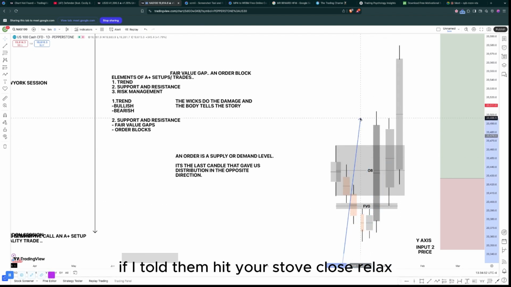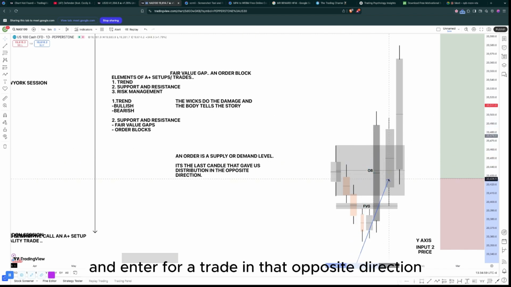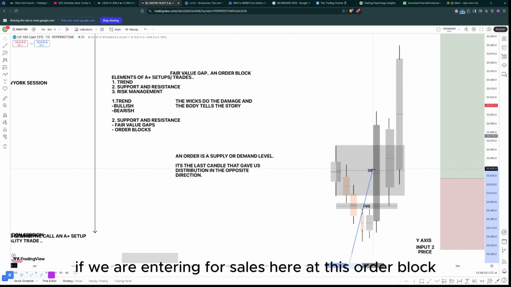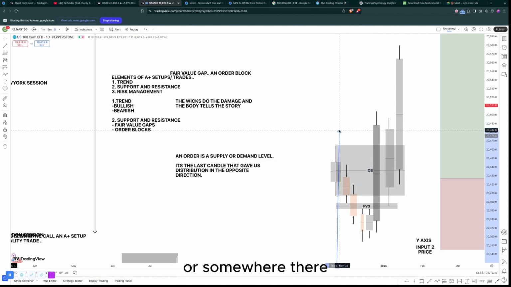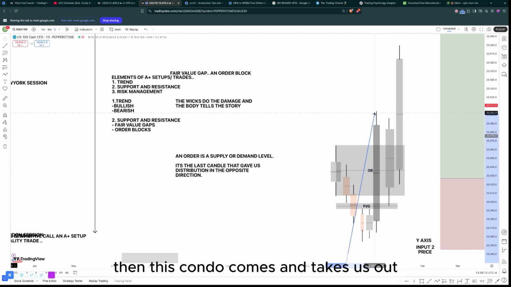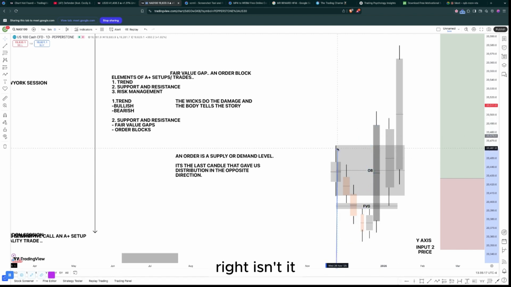If at all they have hit your stop loss, relax. Wait for price to come back to that order block and enter for a trade in that opposite direction. So for example, if we are entering for sales here at this order block before this candle purged, we shall enter there and put our stop loss above or somewhere there. Then this candle comes and takes us out. So when it takes us out, it also violates this order block, right? Isn't it?